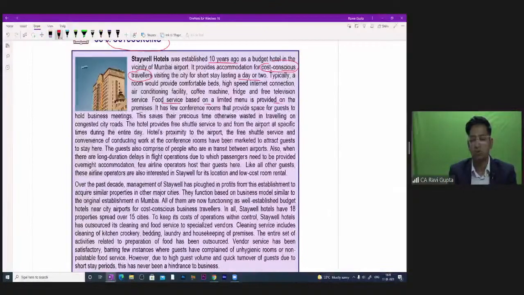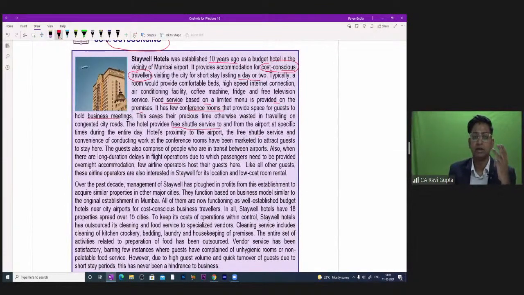It has a few conference rooms that provide space for guests to hold business meetings. This saves their precious time otherwise wasted in traveling on congested city roads. The hotel provides a free shuttle service to and from the airport at specific times during the entire day. The hotel's proximity to the airport, the free shuttle services, and the convenience of conducting work at the conference room have been marketed to attract guests to stay here.